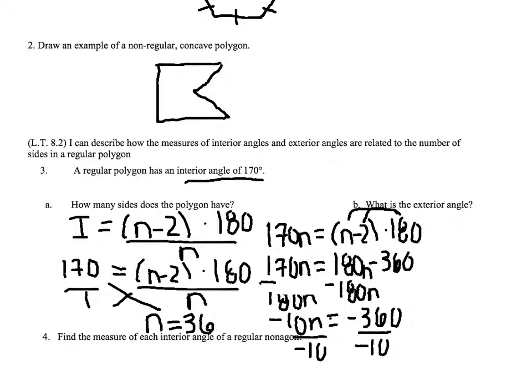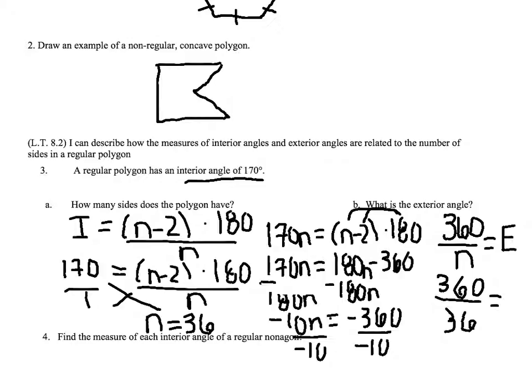Okay? Now the next one asks, what's the exterior angle? Exterior angle is 360 over n equals e. We know how many sides, it's 36. So we're going to go 360 divided by 36. And that is going to equal 10. So that's the exterior angle measure. These formulas right here that I'm starring are really important that you have in your notes. Okay?